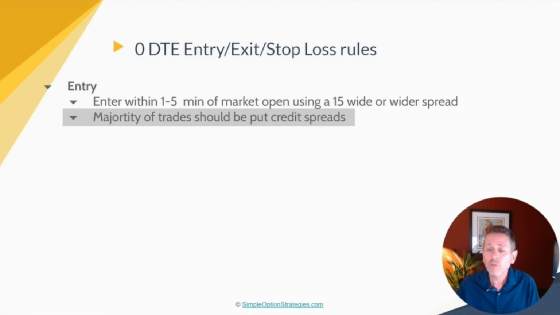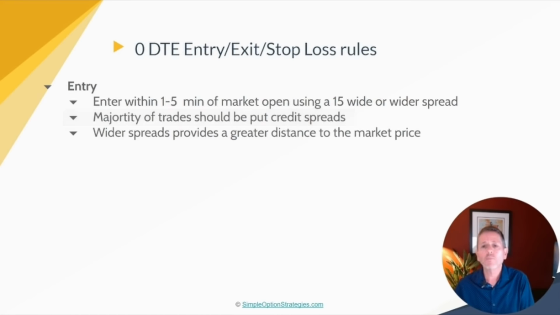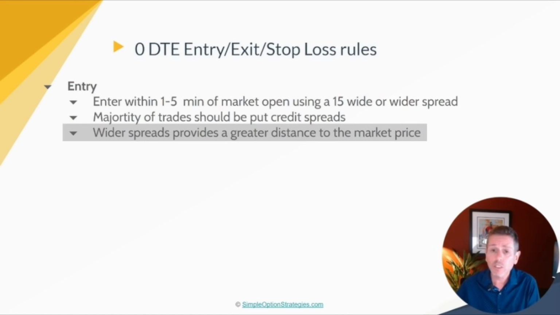The majority of trades should be put credit spreads, and the reason for that is because the market generally is going up. And the second reason is because your put spreads are going to be much further out of the money than your call spreads. It's just the way it is. The strikes are much further away from the market for put spreads than they are for call spreads. Keep that in mind, and that's one of the reasons that I trade mostly put spreads. Wider spreads provide a greater distance to the market in price.